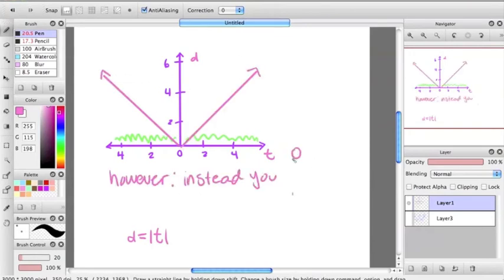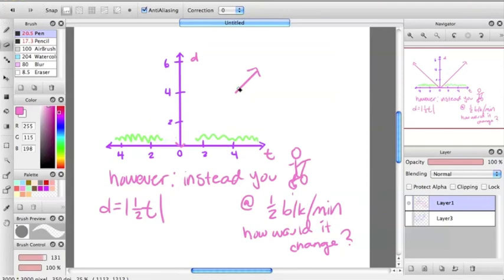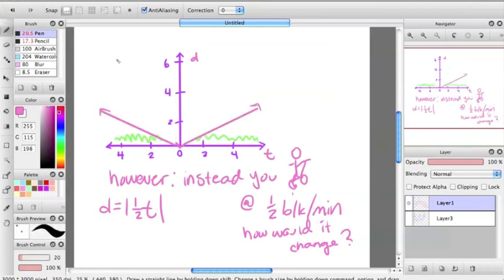However, let's say you Segway instead. You travel at a half block per minute. How would it change? Well, now d = |1/2 t|, making the graph look like this. Also, Segways look stupid anyway.